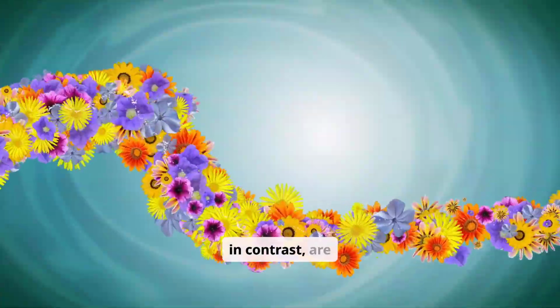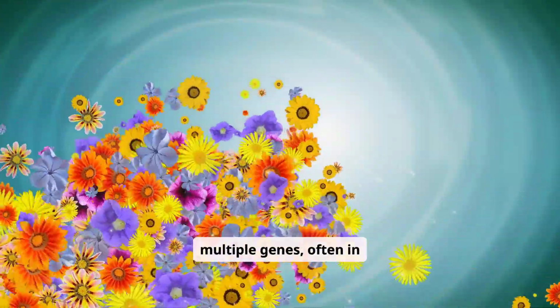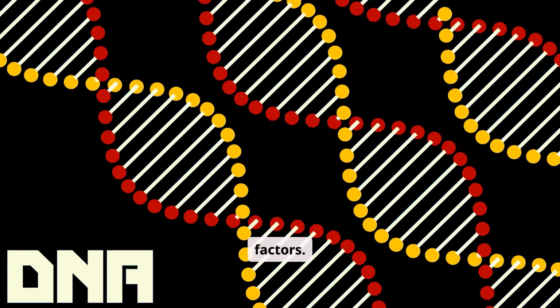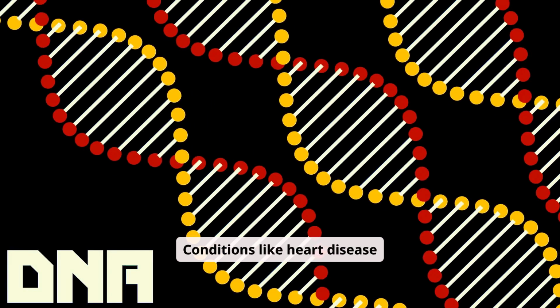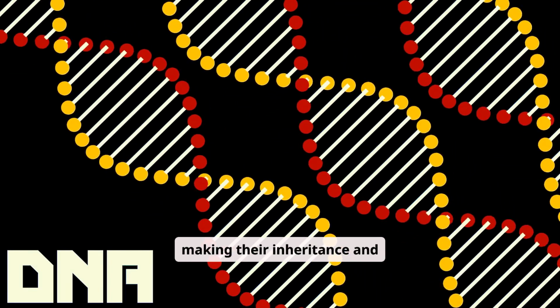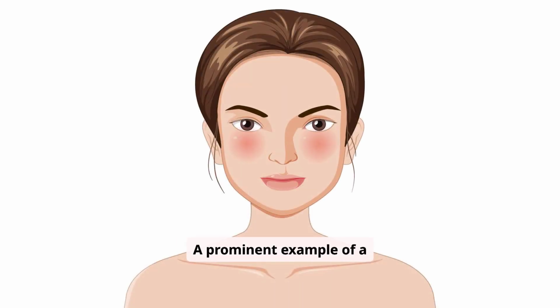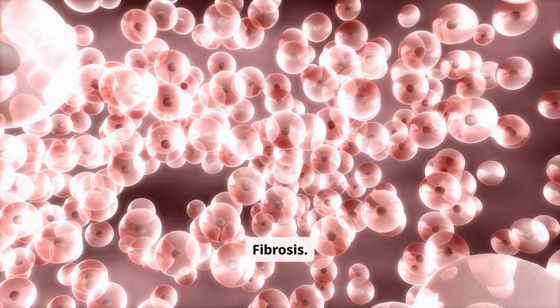Polygenic disorders, in contrast, are influenced by mutations in multiple genes, often in combination with environmental factors. Conditions like heart disease and certain cancers fall into this complex category, making their inheritance and expression more intricate. A prominent example of a monogenic disorder is cystic fibrosis.